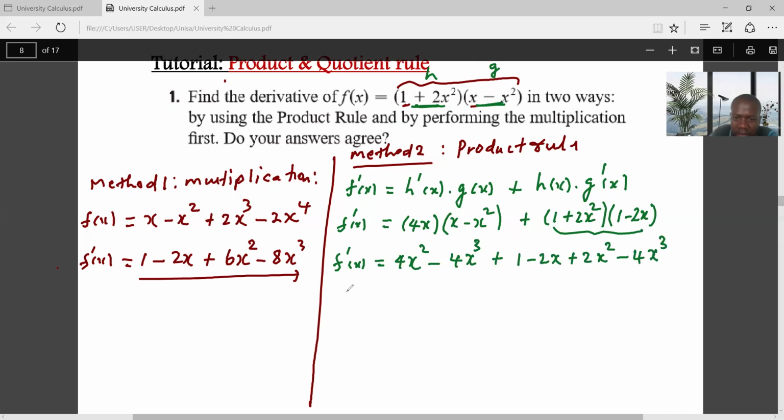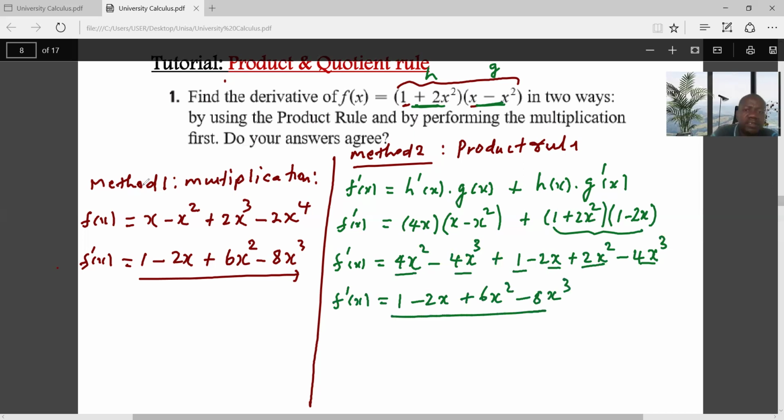Let's simplify this by grouping the like terms. We have 1 here, it's 1. Negative 2x, the second one. Then look at this and this. These are like terms. This will become 6x squared. And even these are like terms. This will become minus 8x cubic. Let's now compare the answer. The answers are the same. So it means it's either you're using a product rule or just a multiplication.